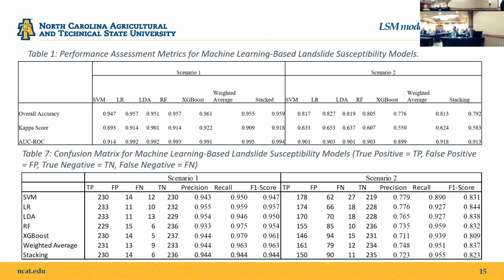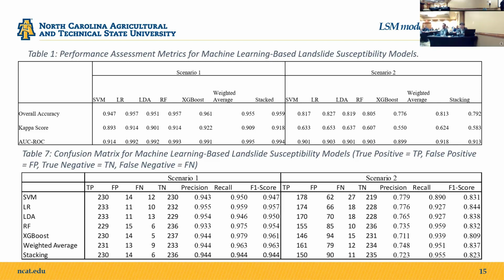But if it is above 0, that means the model accuracy is high to some extent. So according to the kappa score, scenario 1 is very high. We have the highest kappa score coming from extreme gradient boosting at 92.2%. And for scenario 2, we have the weighted average, I mean, we have the logistic regression at 65.3% accuracy. The models performed very, very good.